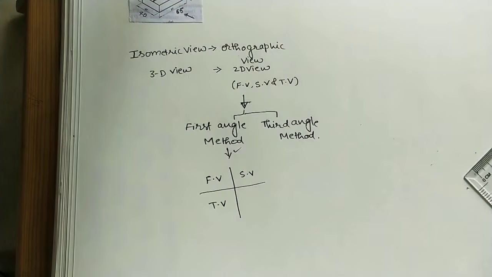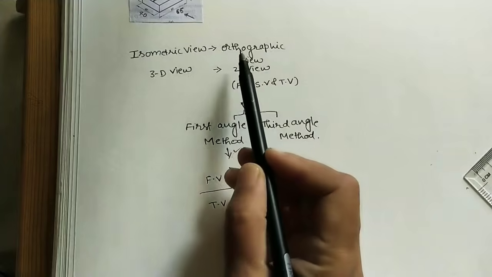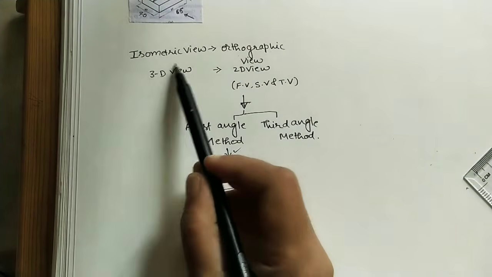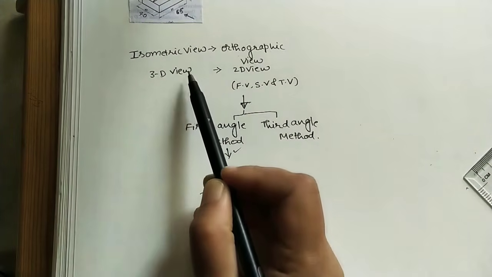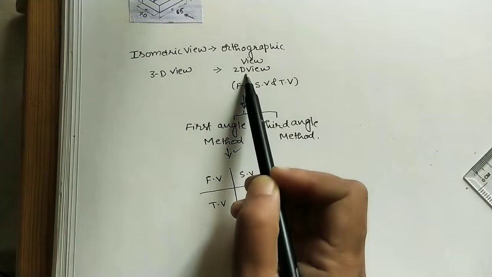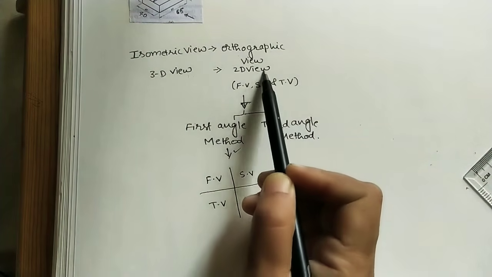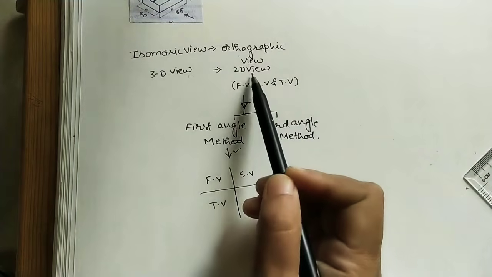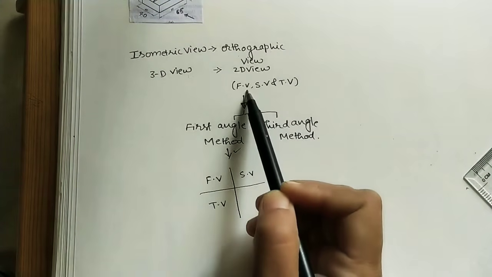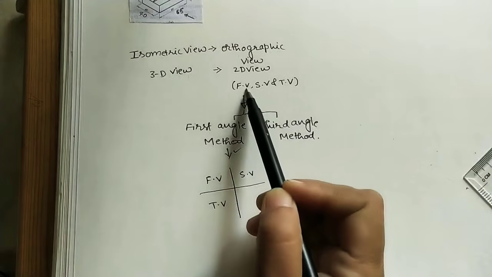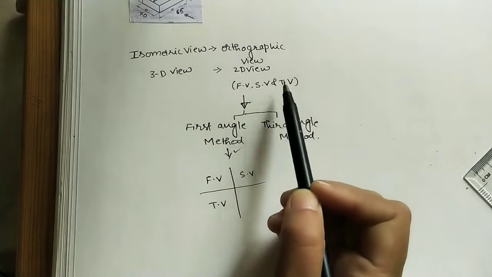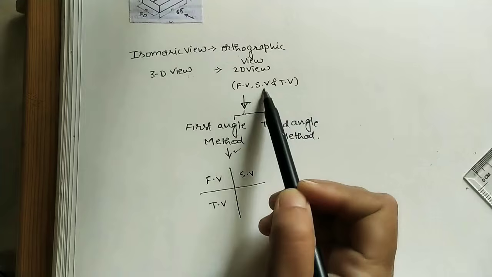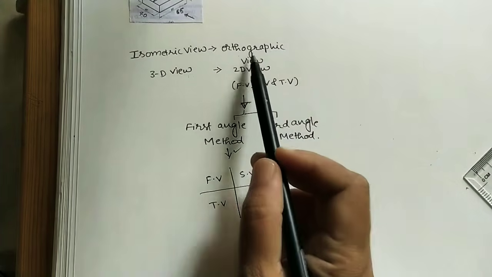In this class, let us discuss how to convert the isometric view into orthographic view. Isometric view means it is a three-dimensional view. We are converting this three-dimensional view into a two-dimensional view. This two-dimensional view we can also call the orthographic view. In the 2D view we take the front view, which in shortcut form I am writing as FV, and SV means side view, and top view. So front view, side view and top view we do in the orthographic view.